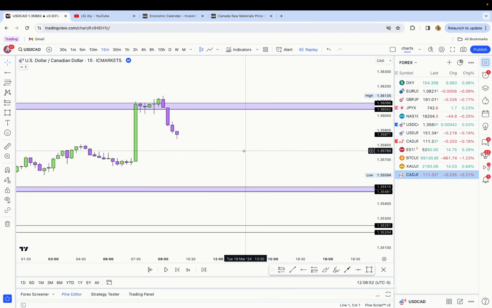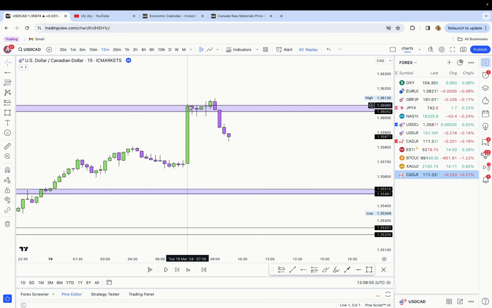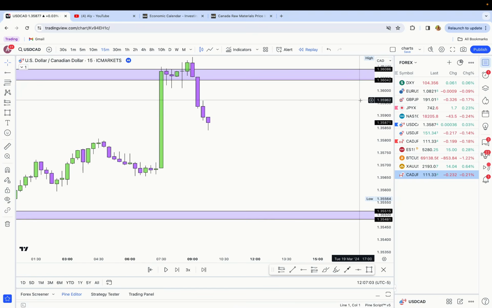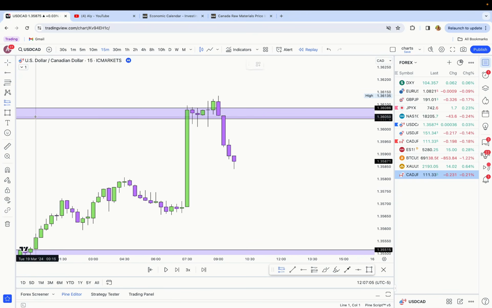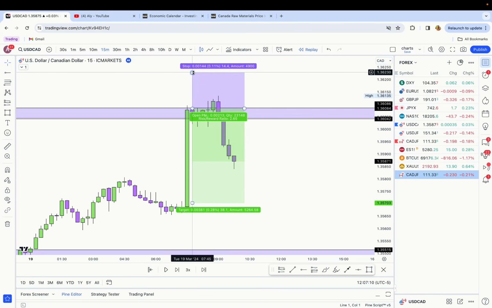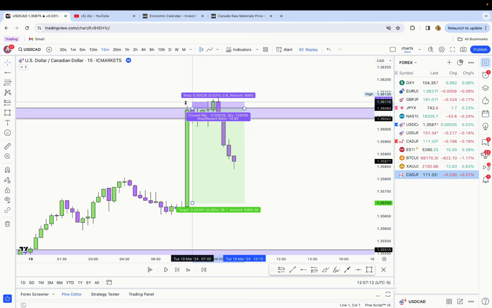Okay, so on the 15-minute, you can see more. You can see this is the first reaction. This is the manipulation phase. The reason for that is because they're doing two things. People are going to sell at this first reaction, and they're going to think this is going to fill immediately. They're going to put their stop loss super close, and then they're going to get stopped out.